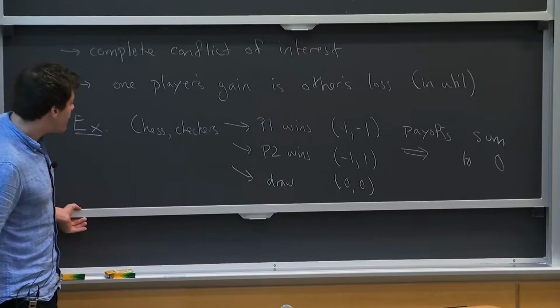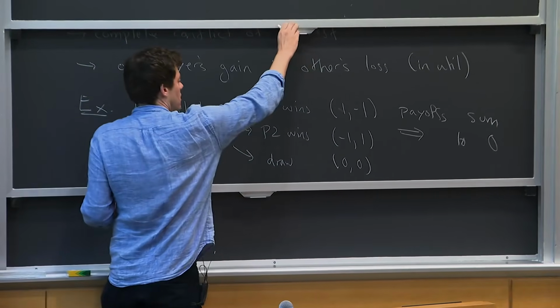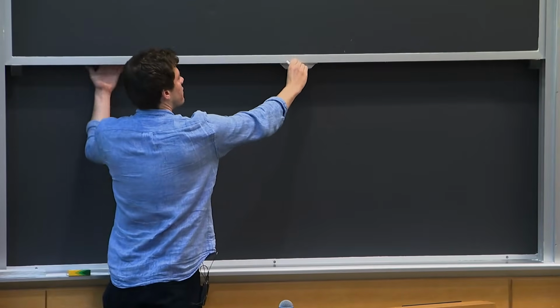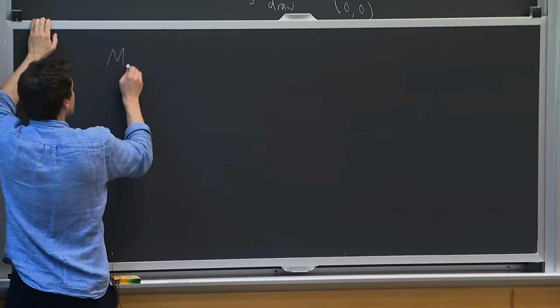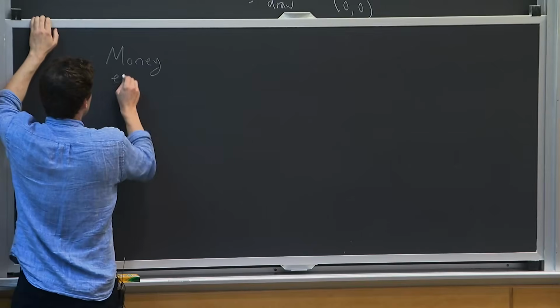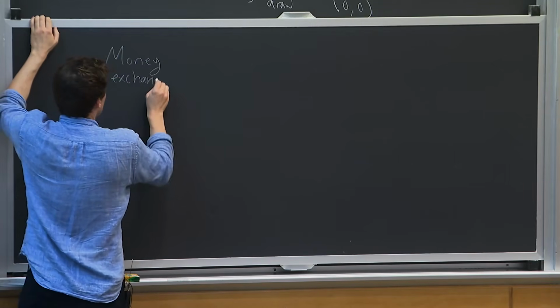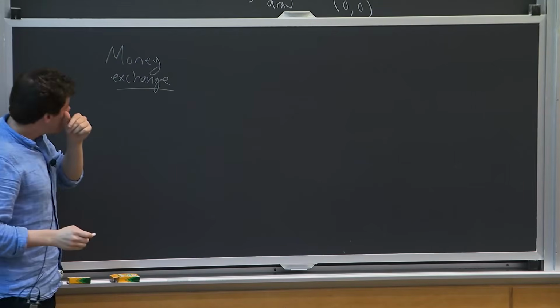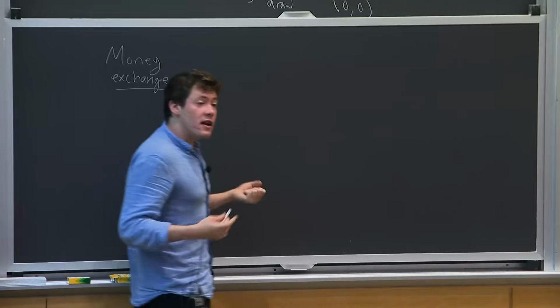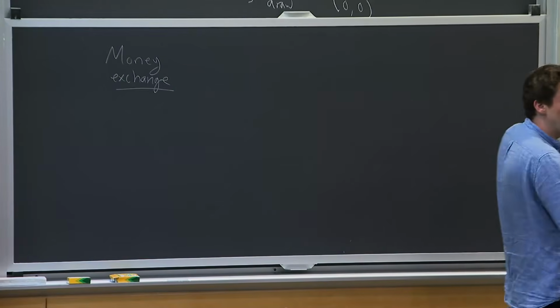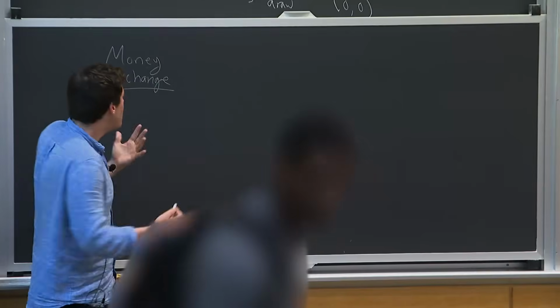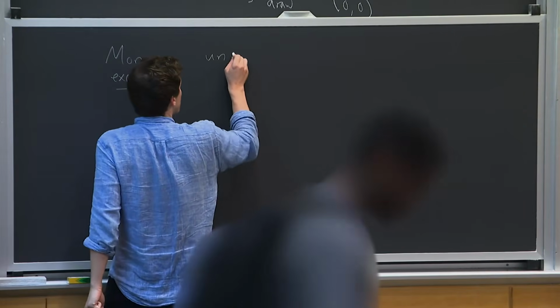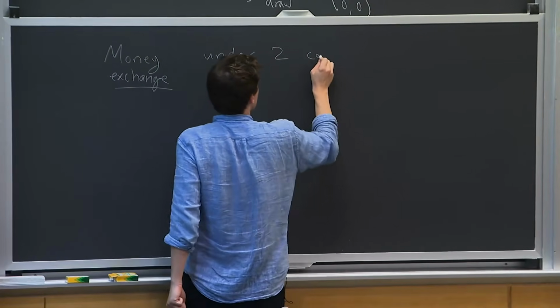Another common example of this would be games with monetary trade or monetary exchange, so maybe money exchange. But there we have to be careful. If we're bargaining about how much money I give to you or how much money you give to me, this can still be a zero-sum game, but we need two assumptions. So I'll say under two conditions.